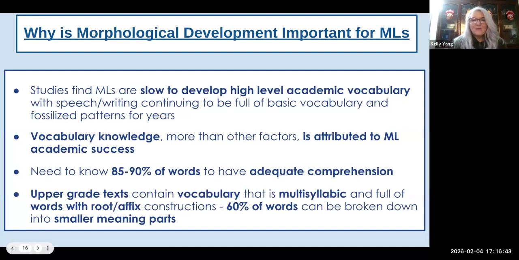And of course, we know that we need to know 85 to 90% of words to have adequate comprehension. So all of that combined with the fact that most of their text, when they get to the 5th grade and above, like 60% of the words I think we saw can be broken down into morphological units. So it is crucial. And you're going to see some of the examples that we give you later in this presentation are just loaded with morphologically complex words. This is very important. Let's look more specifically at some linguistic transfer.